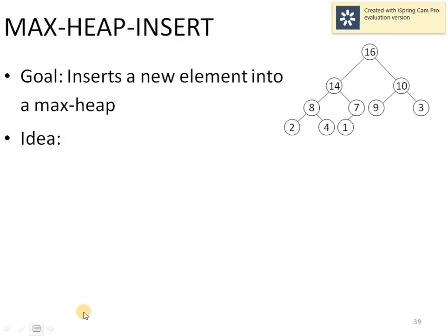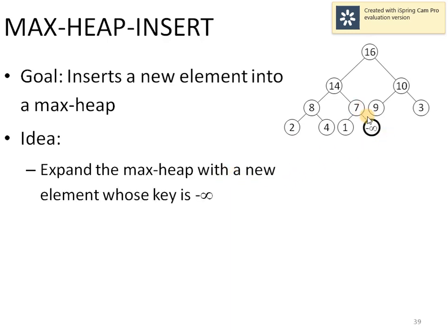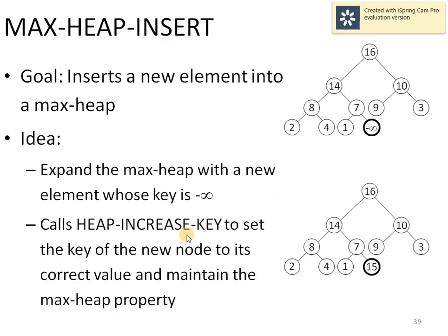The last function which we are going to discuss is max heap insert. That means we are provided with a heap and the task is we have to insert a new element into the existing heap. So the idea is very simple. We will increase the heap size by 1 and put a minimum value at this new index position. And then we will call the heap increase key function in order to replace this minimum value with the actual value to be inserted, which in this case is 15.